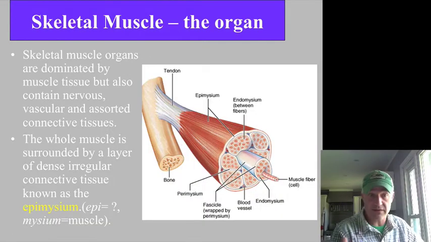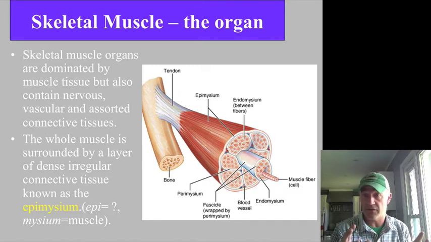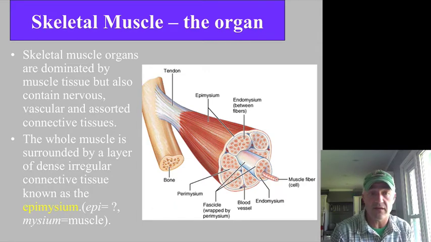If we look at a muscle here, and if you've ever had a steak or something like that, sometimes you might have seen this gristle or silver skin that surrounds an entire muscle, especially if you're a hunter. This overall connective tissue layer that surrounds the outside of the muscle is known as the epimysium. It surrounds the entire outside of the muscle and is made of dense irregular connective tissue.